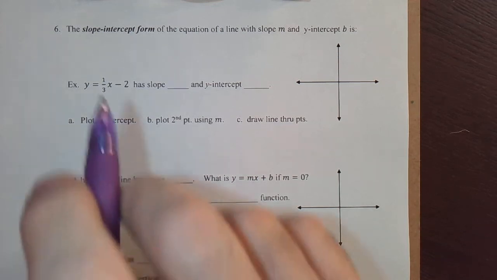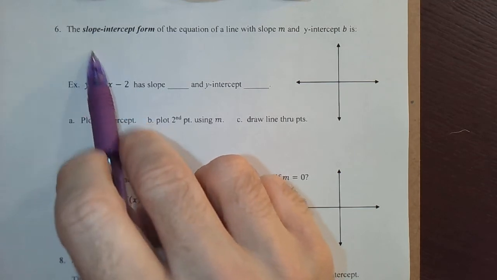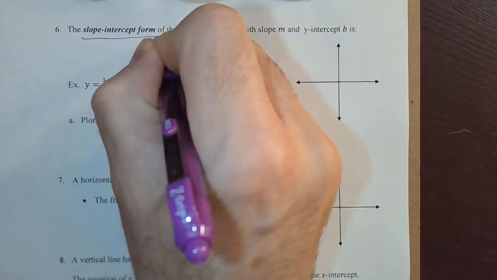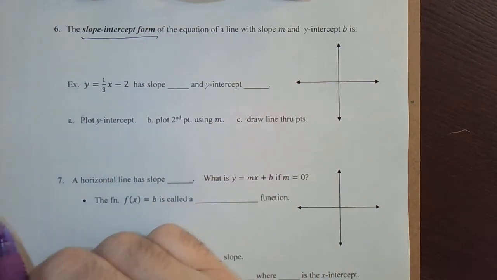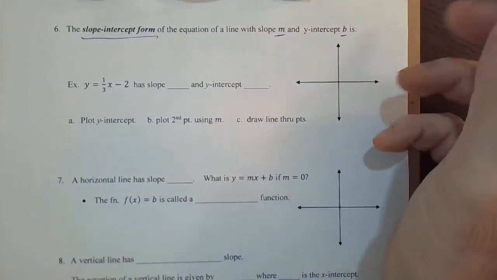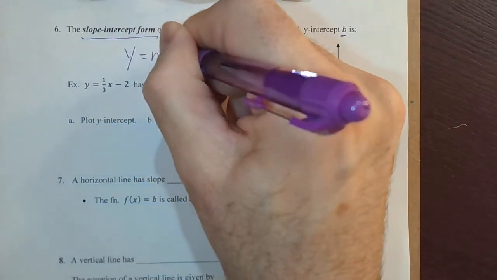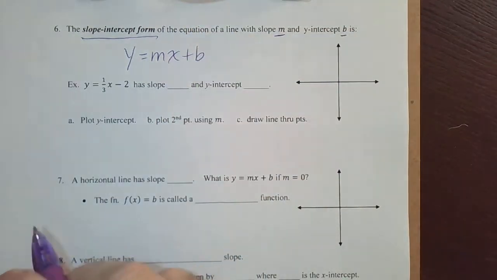Well, the equation that we came up with at the end of the previous video was what we call the slope-intercept form for the equation of a line. If you have a line with slope m and the y-intercept is b, then y equals mx plus b is the equation of the line.